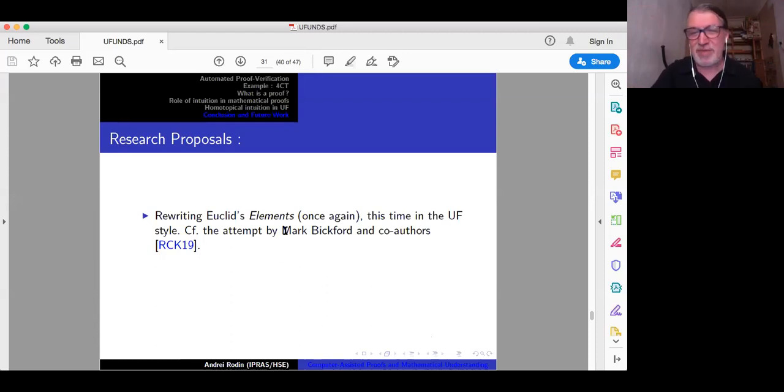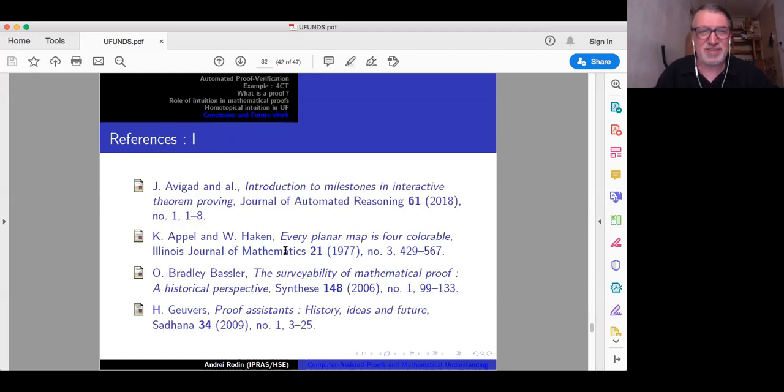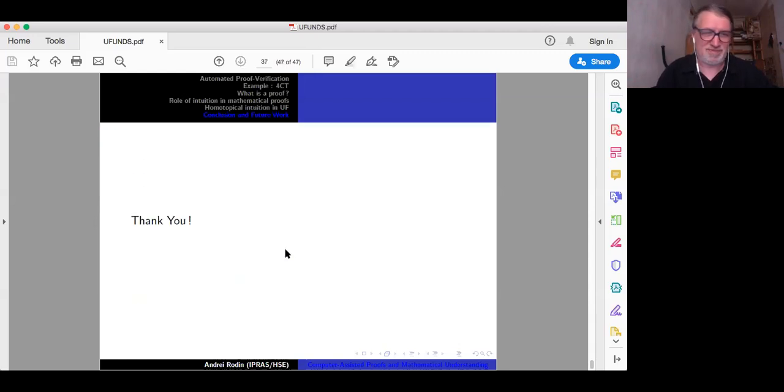And I'm thankful to Mark Bickford, who a couple of years ago pointed me to his paper with co-authors, where they try to reconstruct Euclid much closer to the historical Euclid than the usual reconstruction. I think it could also be interesting, though I never came across anything similar, to develop software which would help visualize in some form these UF-based constructions or inferences. So that's all, gentlemen.